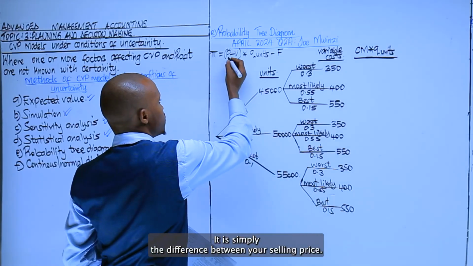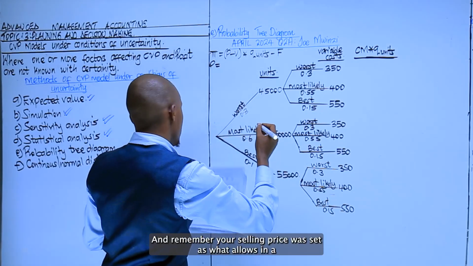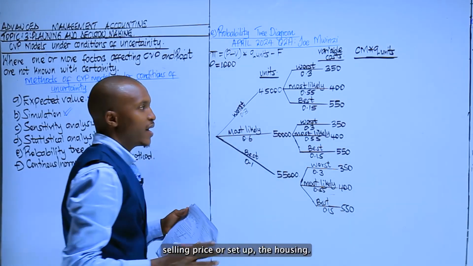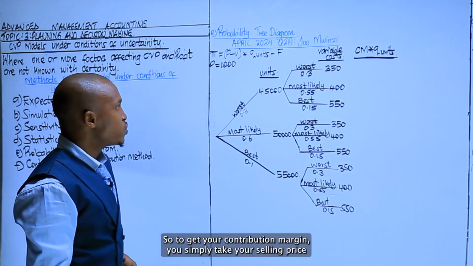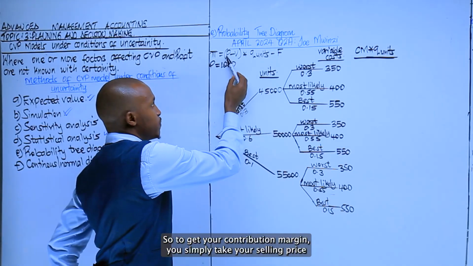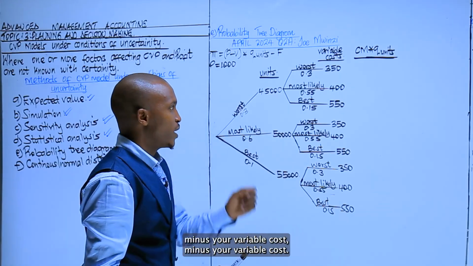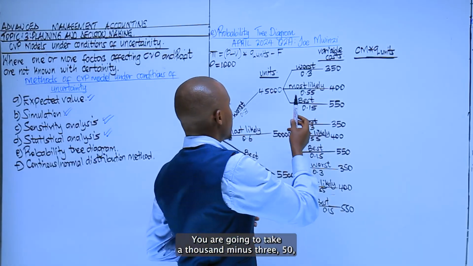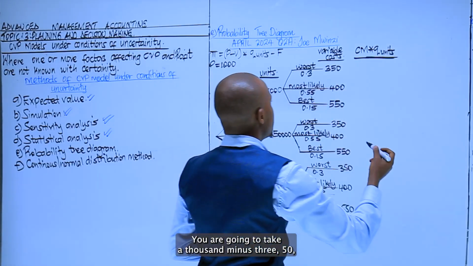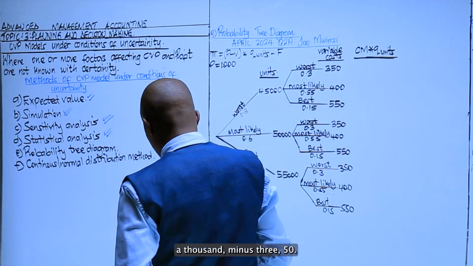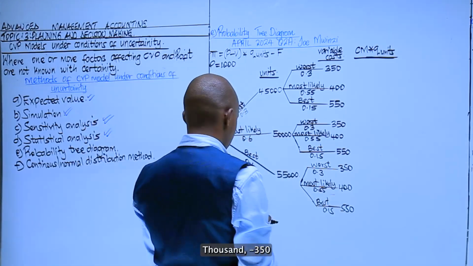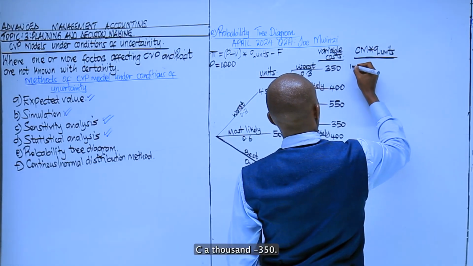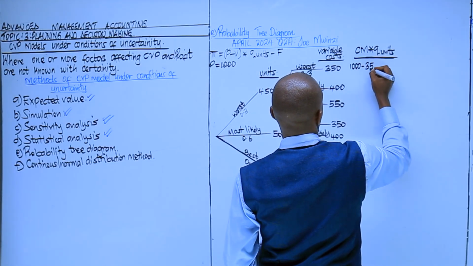It is simply the difference between your selling price, and remember, your selling price was set at 1,000. So to get your contribution margin, you simply take your selling price minus your variable cost. You're going to take 1,000 minus 350.